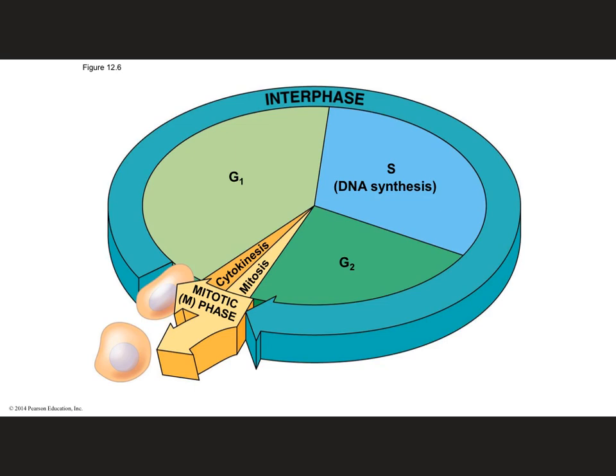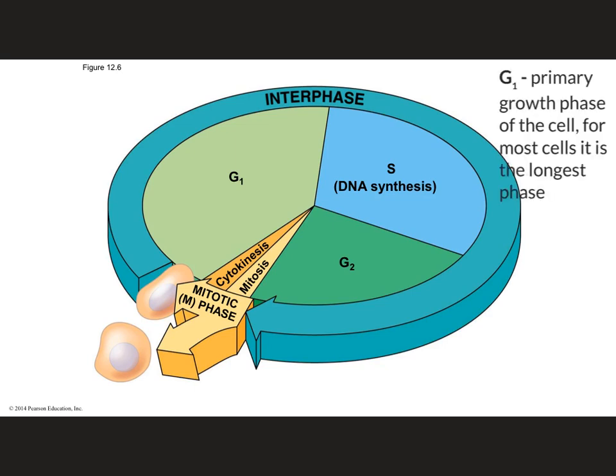So let's take a look at each part of the cell cycle, okay? So the first phase is referred to as the G1 phase, or the gap phase. This phase is really important because it's the primary growth phase of the cell. The term gap phase refers to it filling the gap between cytokinesis and DNA synthesis, which is going to happen in the next phase. For most cells, G1 is actually the longest phase.